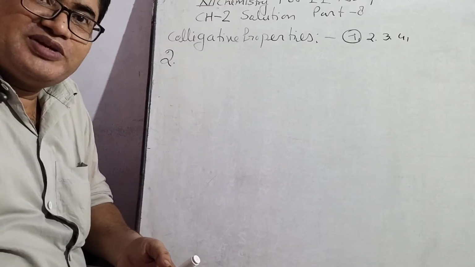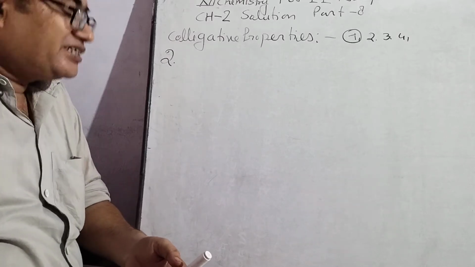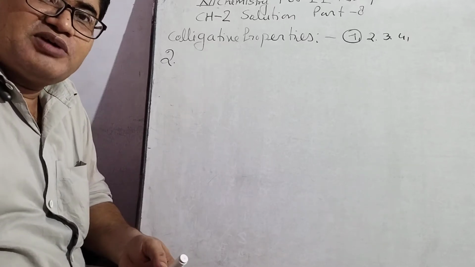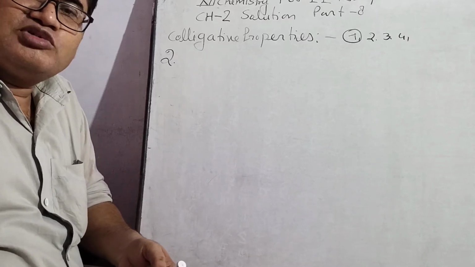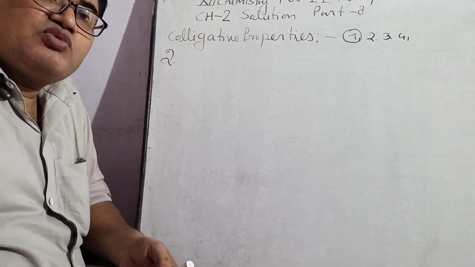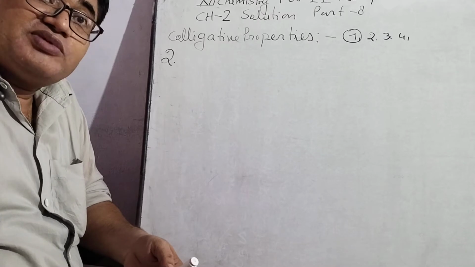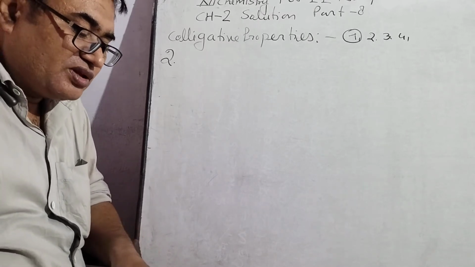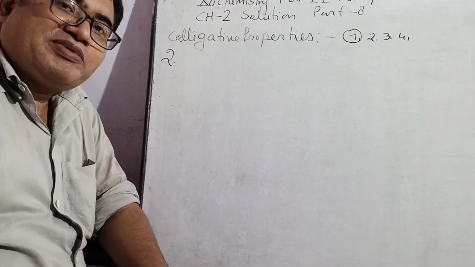Today I bring a very important topic, that is knowledge of colligative properties, and also we will discuss the determination of molar mass. And I would like to tell you that there are four colligative properties. Number one, relative lowering in vapor pressure.